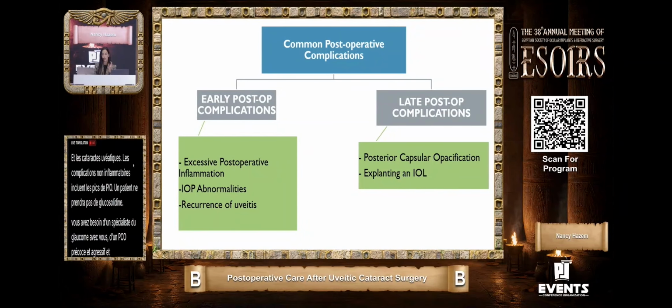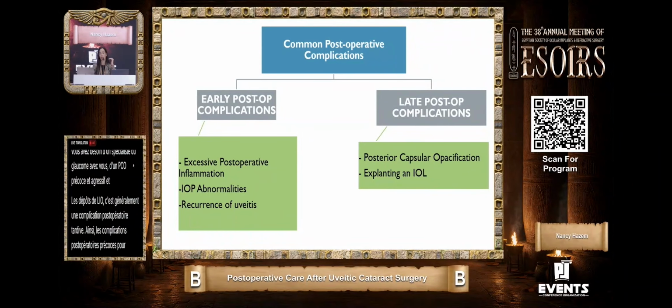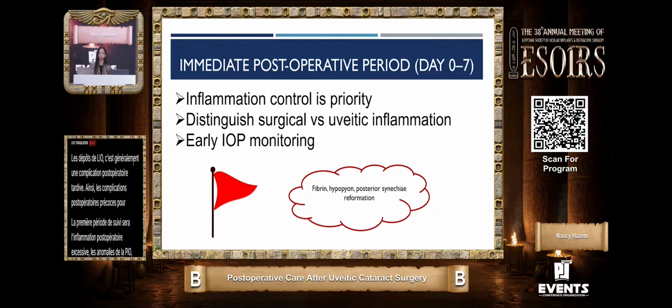So the early post-operative complications, in the first period of follow-up, will be excessive post-operative inflammation, IOP abnormalities, and recurrence of the uveitis if it was quiescent, and for the late post-operative period we will focus more on PCO and the issue of IOL explantation. We're going to discuss it at the end.